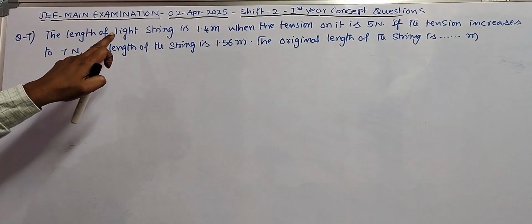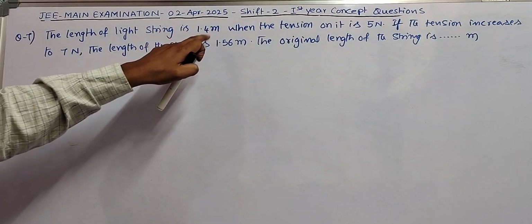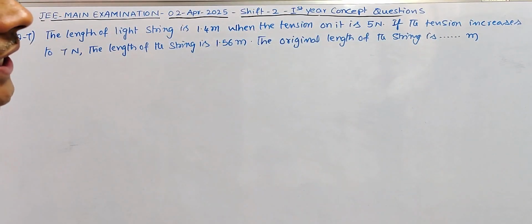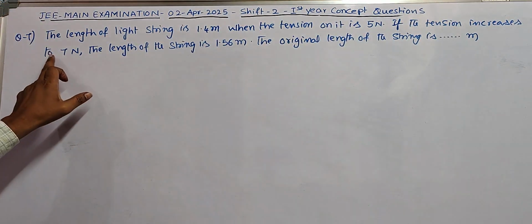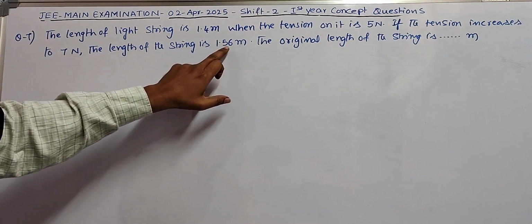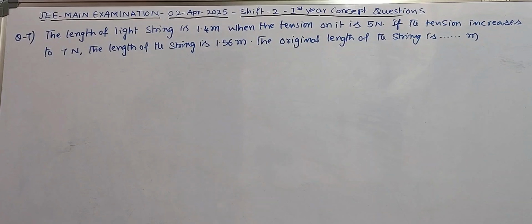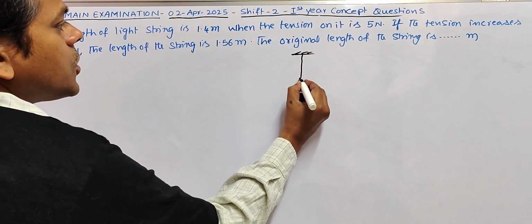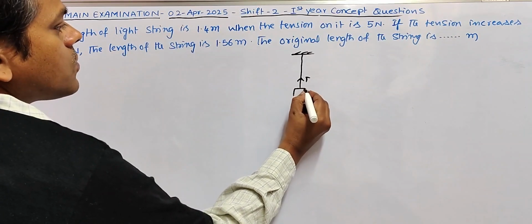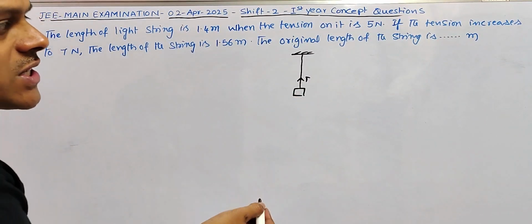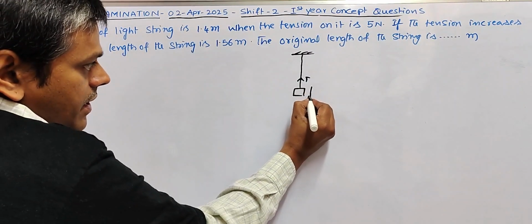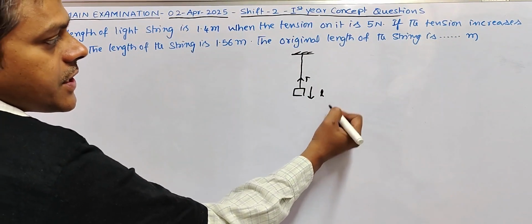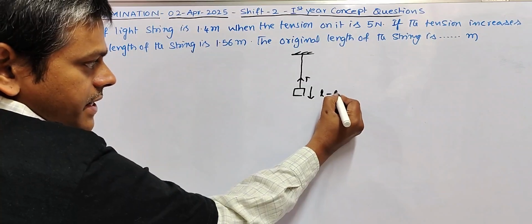To the seventh question: the length of a light string is 1.4 meter when the tension on it is 5 Newton. If the tension increases to 7 Newton, the length of the string is 1.56 meter. Suppose this is a string here. You want to produce a tension by allowing some weight to be added to its free end. So what happens? Some elongation is produced compared to the initial length, isn't it? So what is elongation? Final minus initial.